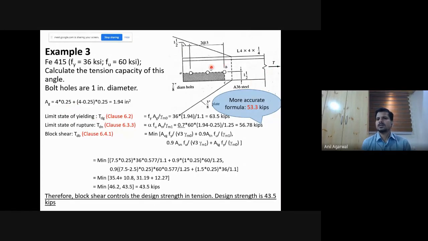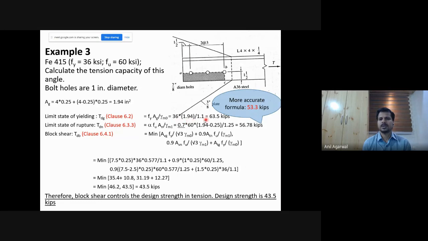Now we need to calculate the maximum T it can safely resist. So what is the design T value? Fine. So first we will calculate the cross section failure. Which limit states will we consider? We will consider the limit state of yielding of the angle, the limit state of net section rupture, including the shear lag effect. The third one will be the block shear. So gross section yielding, that is this expression, Fy Ag by gamma m0. Ag is calculated as 1.94 square inch. Fy was 36 KSI.